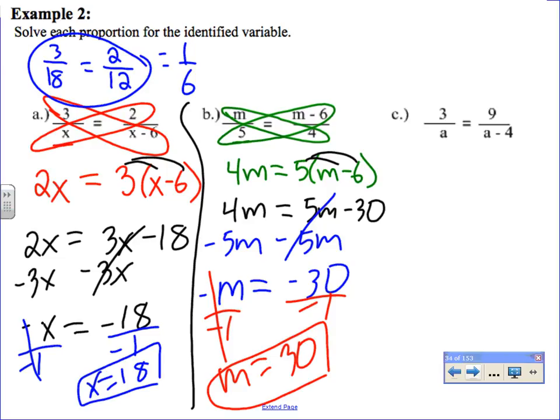Okay, I want you guys and girls to try letter C. I'll give you a couple minutes. Okay, so try letter C. You should get a nice answer.